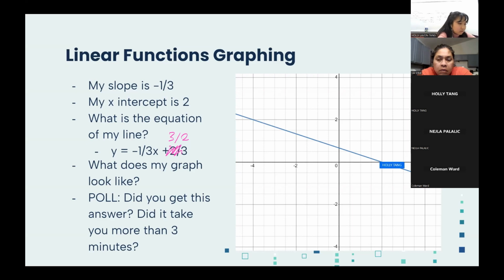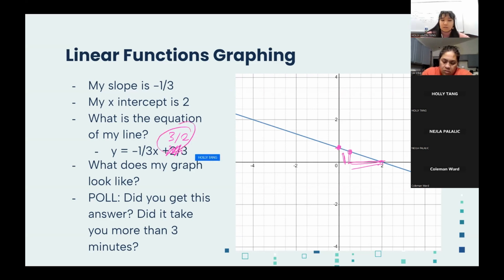Because we run 3 and we technically go down 1, right? So from this point to this point, we have a slope of -1/3. Cool. So we'll have our y-intercept at 3/2.